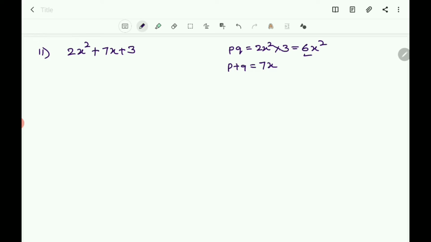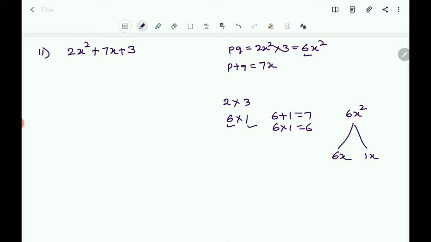Next, here you observe the factors of 6, in which tables 6 is there. You know that 2 into 3 and also 1 into 6 or 6 into 1 you take here. 6 into 1, and you know that 6 plus 1 is equal to 7, and 6 into 1 is equal to 6. So you can have 6x square, the factors of 6x square as 6x and 1x. As the middle term is having positive sign, both the factors are having positive sign here.